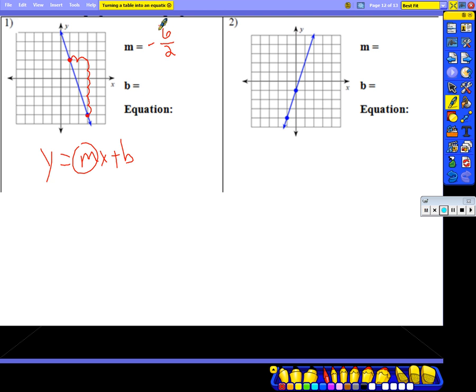Now, negative 6 over 2 can be simplified down. 6 divided by 2 equals 3. So my slope in this case is negative 3. I'm going to use that later.